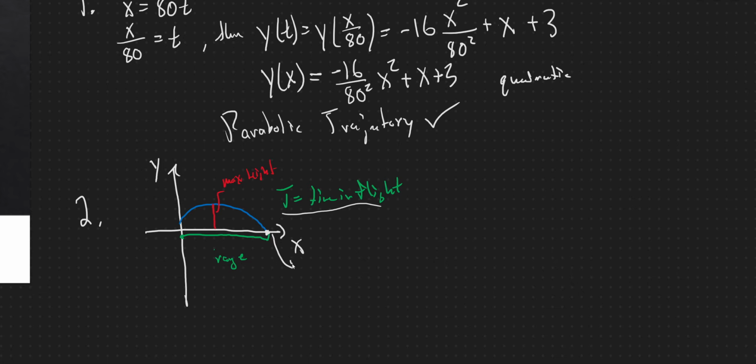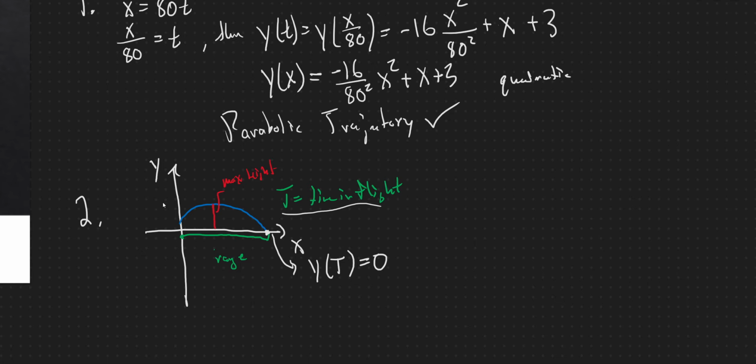I know at this point, I don't know what the t value is. I don't know what the x value is, right? That's the range. And I'm trying to find the t value, but I do know the y value, right? At this point in time, I know the y value is 0. So I know that y of t is equal to 0. That's how I'm going to get a hold of the time in flight.